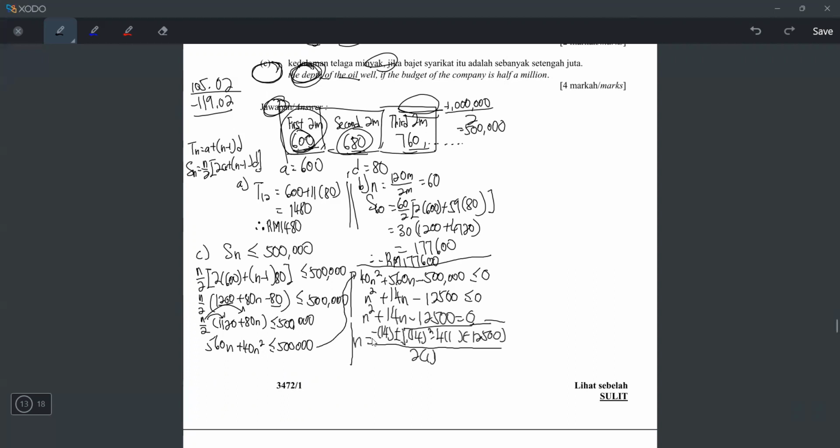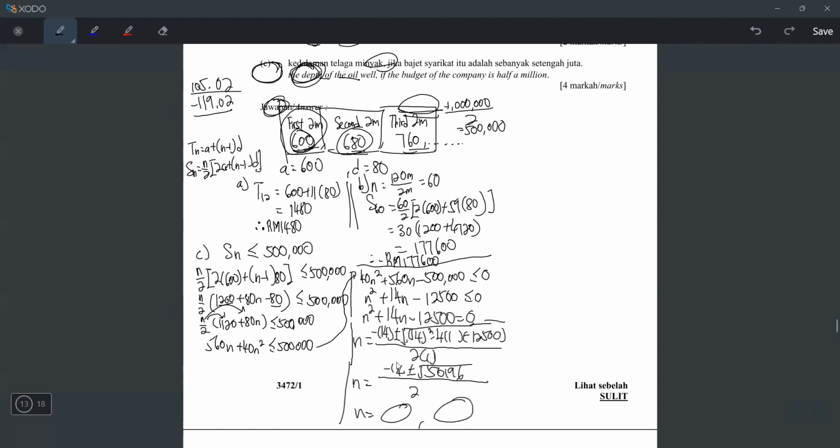And you should write n here. So usually we write x here, but this time you write n because the unknown here is n. Okay, so 2 times 1 is 2, negative 14, plus minus square root. Now we press all of this inside the calculator. If you don't know how to press, just follow how I write it. Bracket 14, close bracket, square, minus 4, bracket 1, close bracket, and then open bracket, negative 12500. Okay, I got 50196. So the plus minus here means that you have to split into two. One is plus and then one is minus.